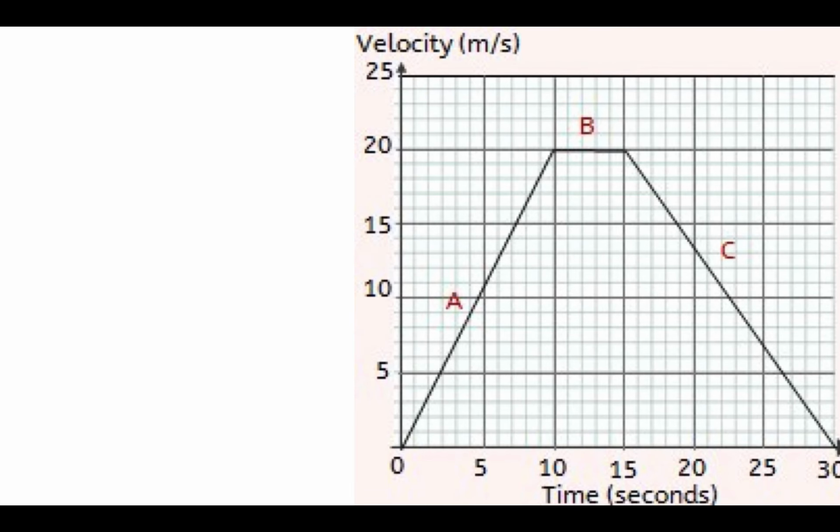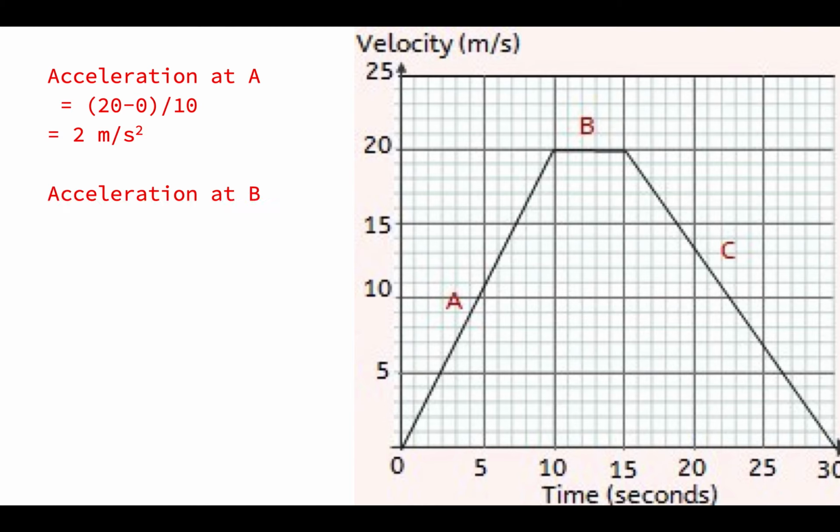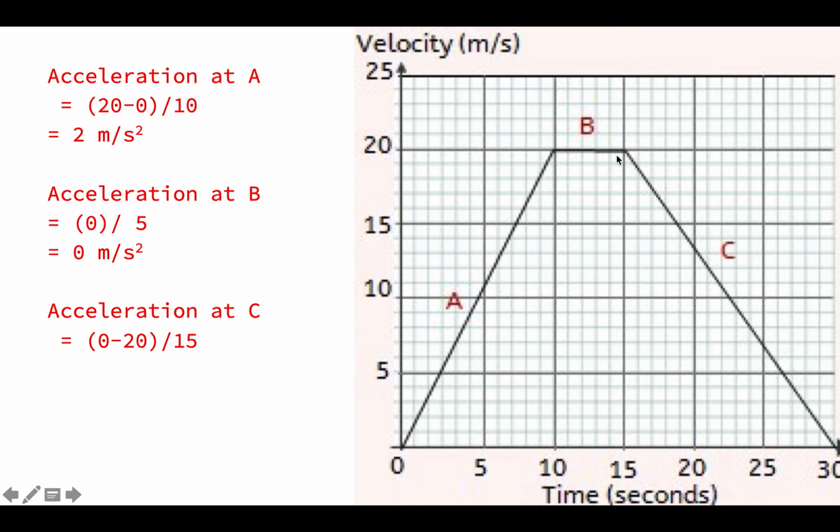So one more time. The acceleration at A is a gradient, which is a change in y divided by the change in x, which is 2 meters per second squared. Acceleration at B is 0 meters per second squared. And acceleration at C is a change in y, so 20 down to 0. Because it's decreasing, it'll be a negative acceleration, and the time period is 15. So it's 20 divided by 15, or minus 1.33 recurring meters per second squared.